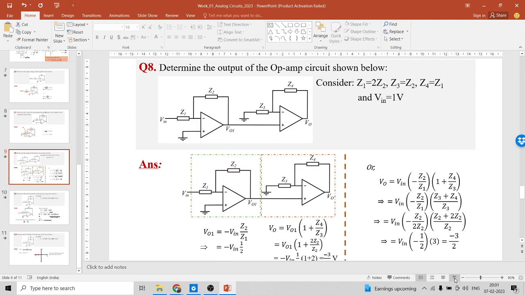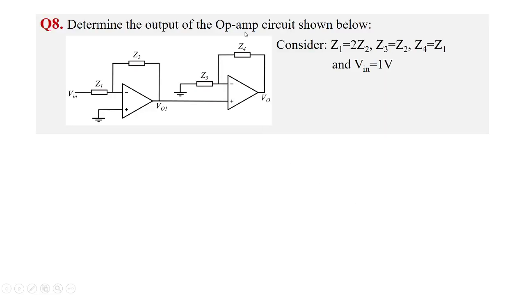Okay, the 8th question is a direct question: determine the output of the op-amp circuit shown below. So an op-amp circuit is being shown here, and we need to find the output voltage, right? As we can see here, it's actually two amplifiers cascaded. There is one amplifier here. This is an inverting amplifier, right? So input given, and that output V0 will be equal to Vin into minus Z2 by Z1, inverting configuration.